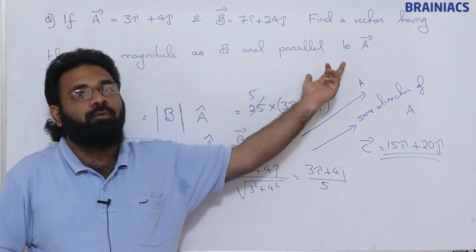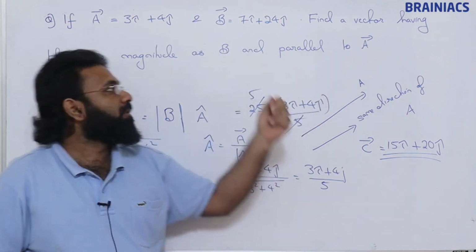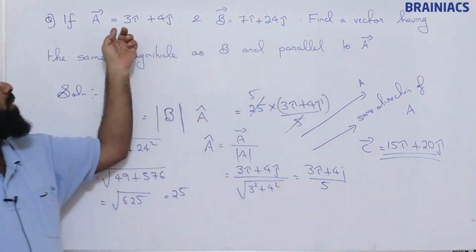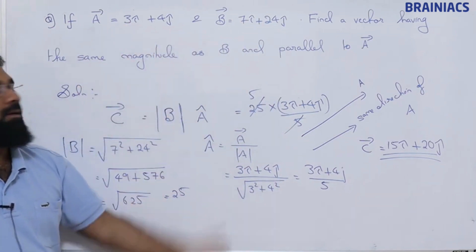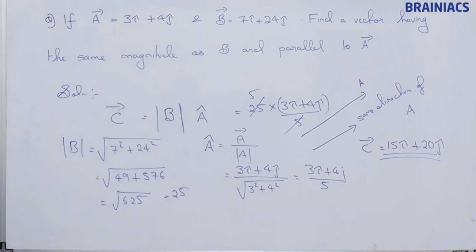Anti-parallel to A means we will have to take the opposite direction of A. Anti-parallel means minus 3, minus 4. Then we just need to take the unit vector and solve it.